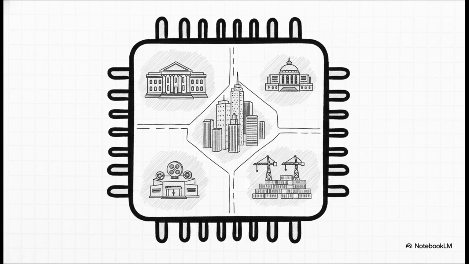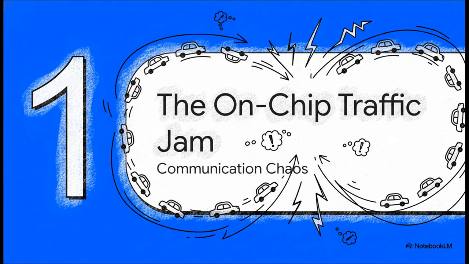The system memory, or your RAM, that's like a grand library holding all the data the city might need at a moment's notice. Your GPU is the high-tech movie studio, rendering all the amazing graphics you see on screen. And things like USB and Wi-Fi, those are the busy shipping docks bringing information into and out of our little city. But here's the catch.